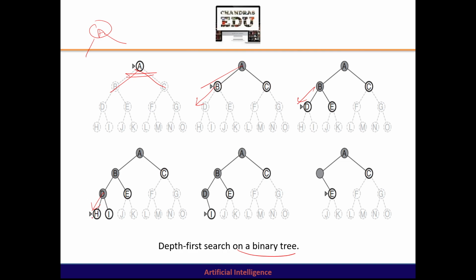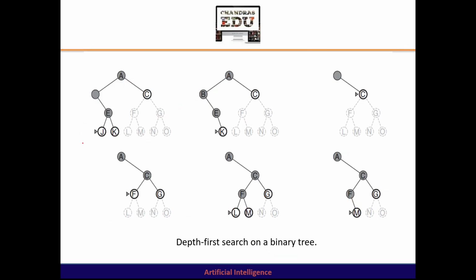If the solution is not H, then it needs to go back to D, and then check I. If I is not the solution, it needs to go back to D once again, as H and I are not the solutions. So it needs to go back to B and then explore the other path which is left over, that is E. In E, it needs to check the leftmost one, that is J, the leftmost path.